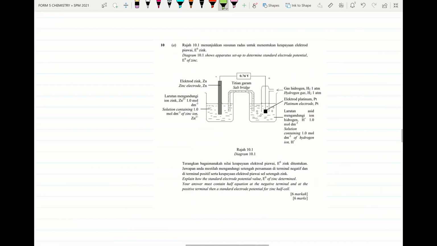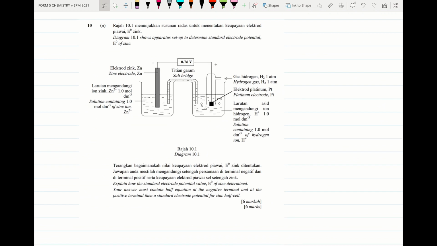All right, we try to check this question. Try to read this question. All right, so diagram 10.1 shows the apparatus set up to determine the standard potential value. So here they use SHE. All right, so SHE, please remember, the E naught value of hydrogen ion is 0.00 volt.